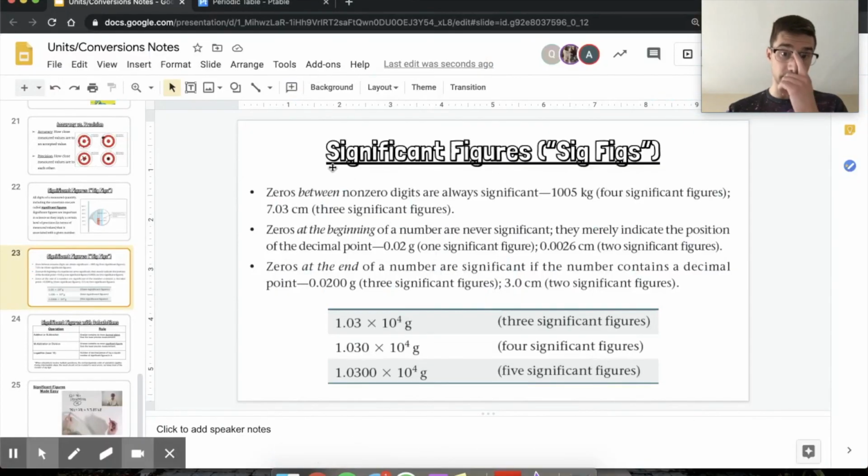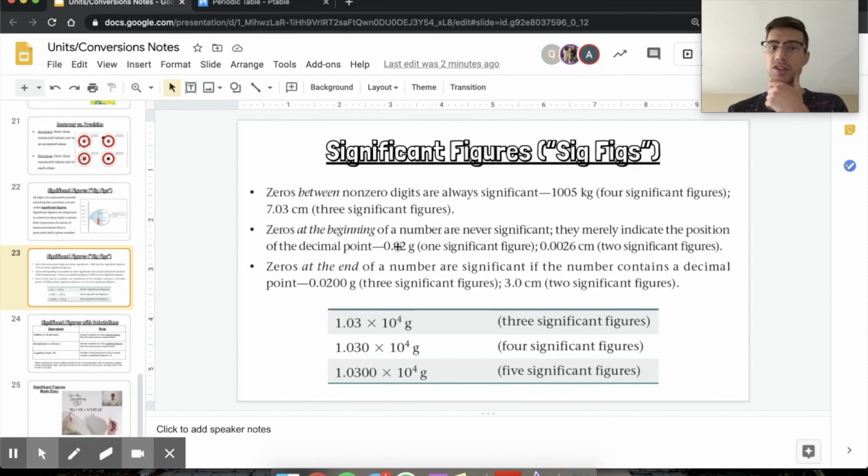Let's go back here. All right, so zeros between non-zero digits are always significant. 1005 has 4 significant figures because these zeros are in between non-zero numbers. They're important, okay? We keep them there. Zeros at the beginning of a number are never significant, okay? Never significant. They merely indicate the position of the decimal point.